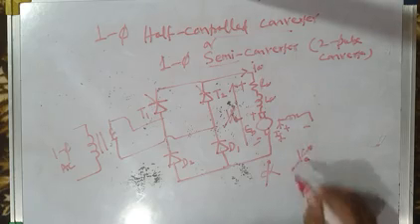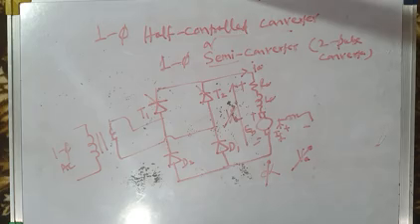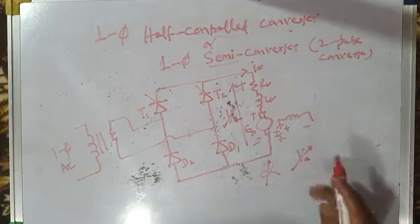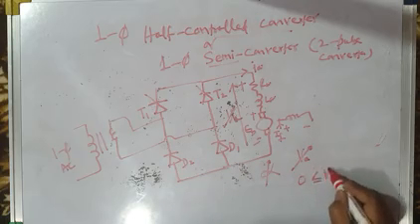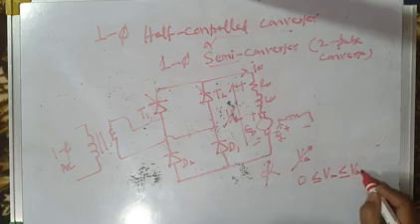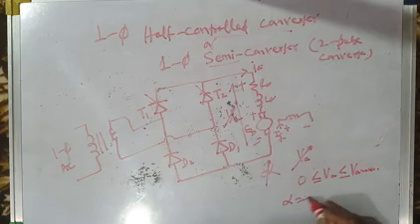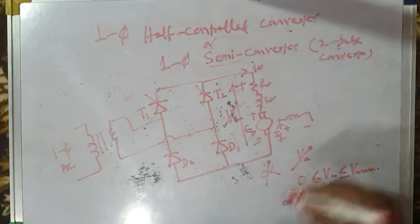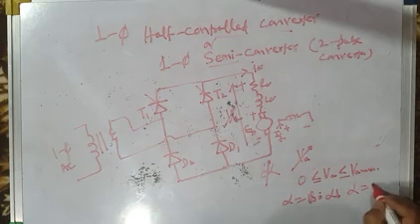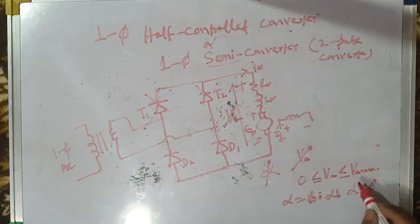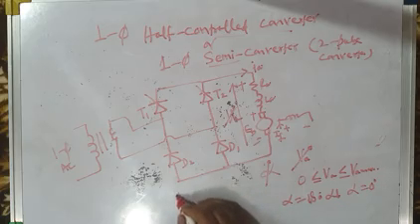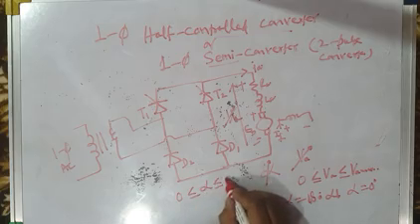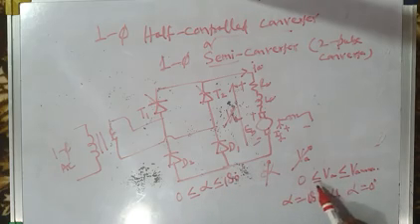Here also you can go for alpha control, firing angle or delay angle control, and you can get a very wide range of output voltages. You can vary the average output voltage from 0 to maximum value. For example, if alpha is 180 degrees, output voltage is 0, and as you decrease alpha, average output voltage increases till alpha reaches 0 degree. At alpha equal to 0 degree, output voltage is maximum. So you vary the delay angle from 0 to 180 degrees, and you get average output voltage from 0 to VA max.